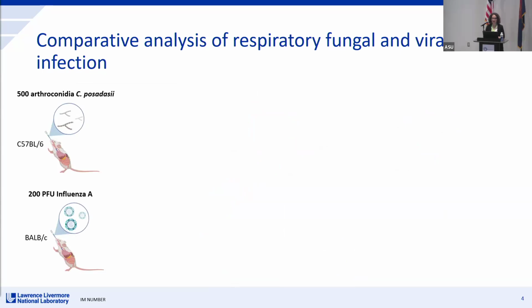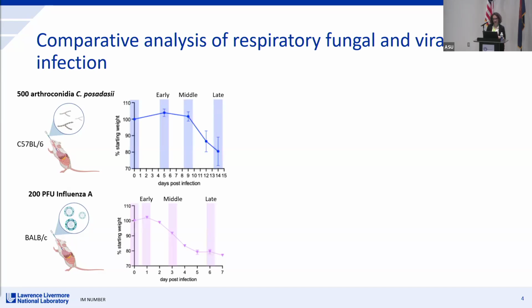All right, so here's the experimental setup for our study. We performed a comparative analysis of respiratory fungal and viral infection using C57 black 6 mice infected with 500 arthroconidia of C. posadasii, or BALB/c mice infected with 200 PFUs of influenza A. We monitored weight loss over time in order to select early, middle, and late time points for analysis, as we're interested in looking at how the immune response progresses over the course of disease. For the cocci-infected mice, we looked at animals at days 5, 9, and 14 post-infection, and for influenza, days 1, 3, and 6 post-infection.